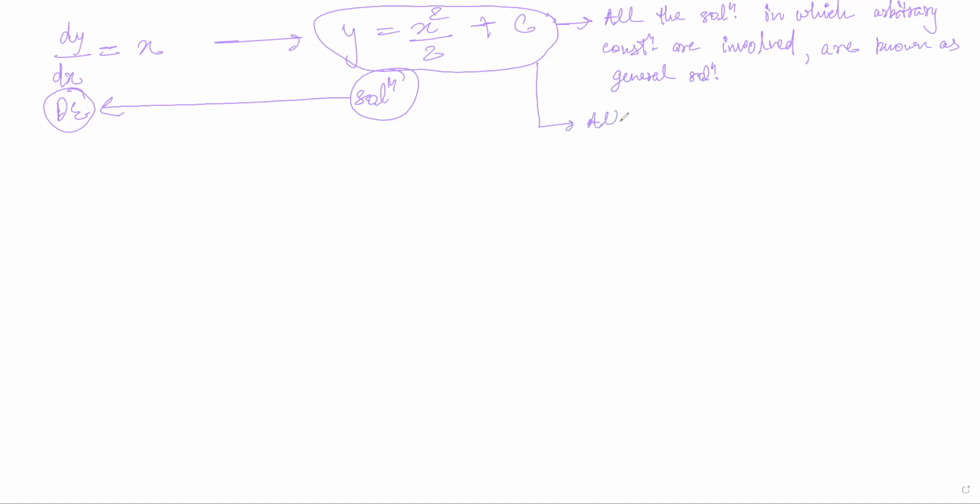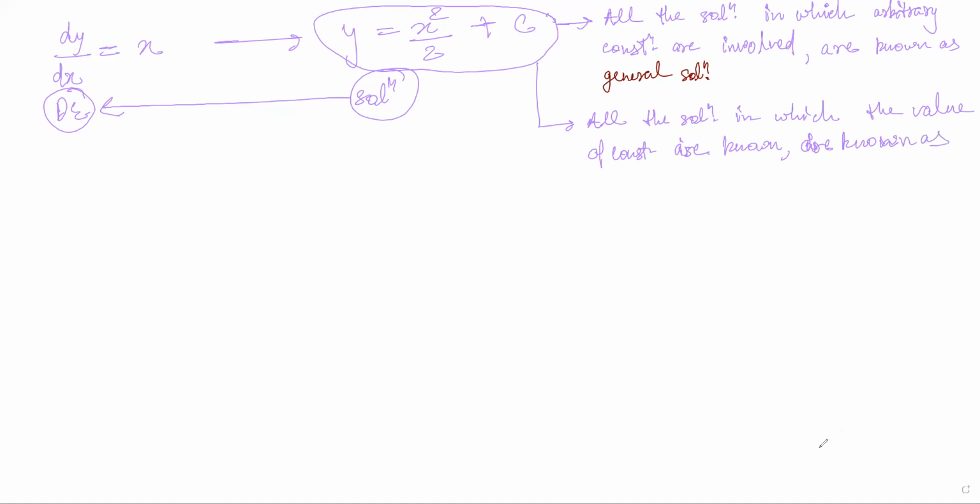And all the solutions in which the value of constant is known are known as particular solution. I'll show you the example in this case only.